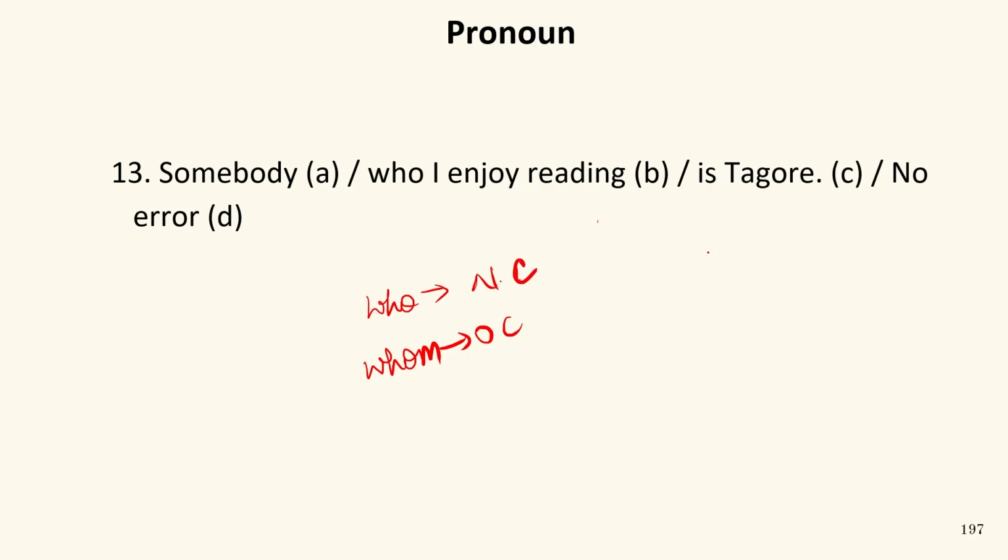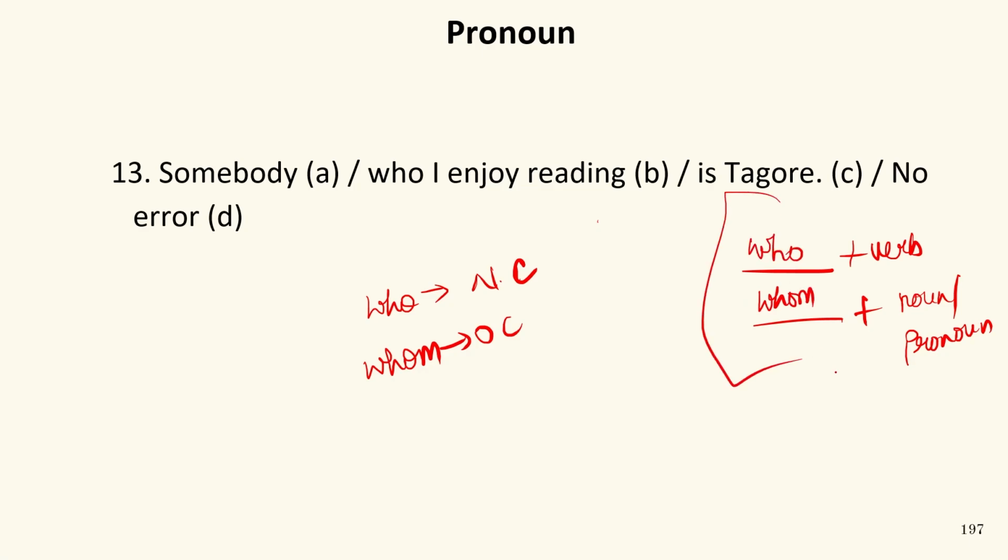I also told you about a trick: if there is a relative pronoun, it is followed by a verb, or it is followed by a noun or pronoun. So if a noun or pronoun is there, we use whom. We use who in case of a verb. But we have also read an exception, or you can say the tricky part, in which we can write who whether it is followed by a noun or pronoun as well. So there are some more tricks as well.